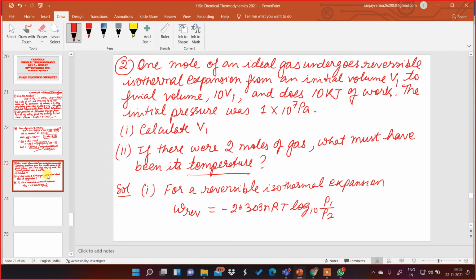For a reversible isothermal expansion, W reversible is equal to minus 2.303 nRT log P1 by P2 or log V2 by V1.